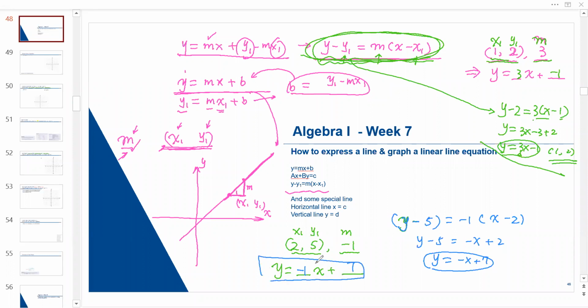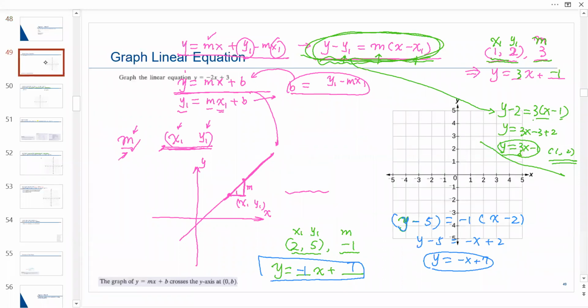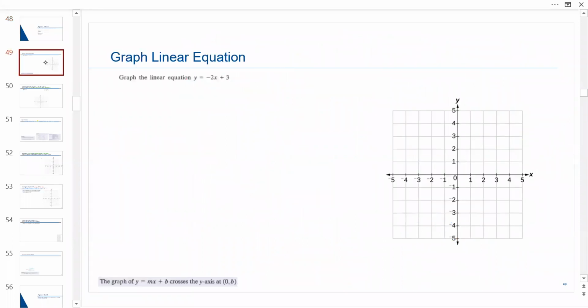Right? So you can check it. You can put a -2 here, -2 plus 7, so it became 5. So the answer will be this one. Okay, so let's move on quickly to today's topic.